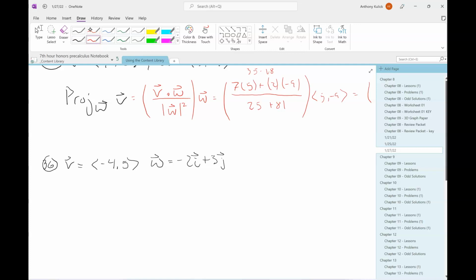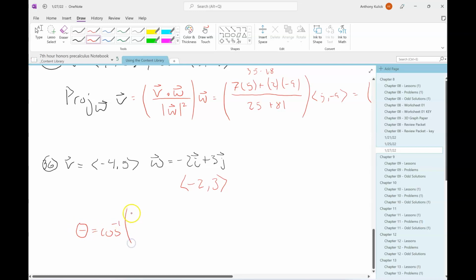So I noticed that vector w is in that linear combination form. So the first thing I'm going to do is rewrite vector w in component form, since all my vector operation definitions were given in component form. So that's really easy. Just the coefficient on the i becomes the x component, and the coefficient on the j becomes the y component. So I'll go to my angle between two vectors formula, where I get the cosine inverse of the dot product of the two vectors divided by the product of the magnitudes.